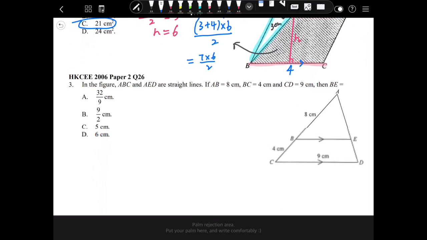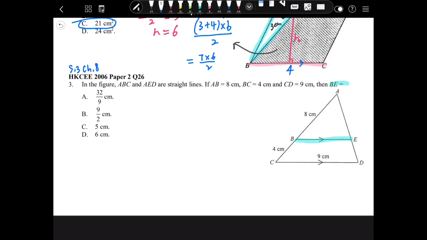Okay, question number 3. Line ABC. This one is in the S3 chapter 8, at the end. AB would be 8 cm, BC would be 4 cm, CD would be 9 cm. Please find BE for your final answer.